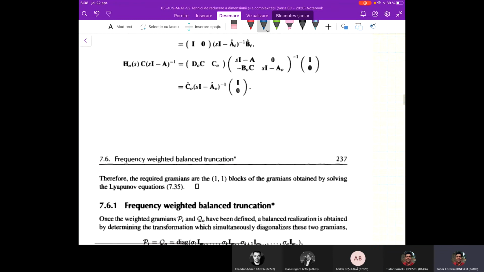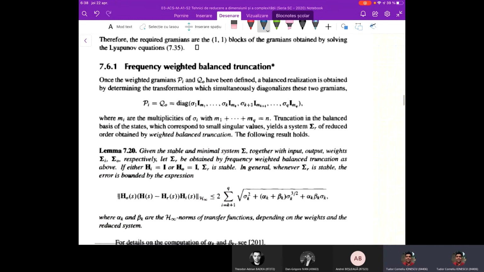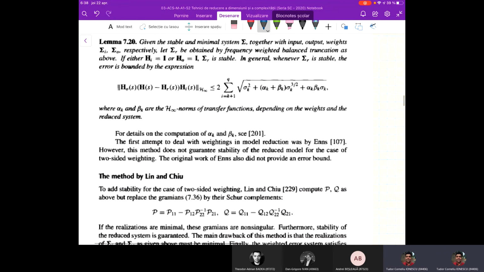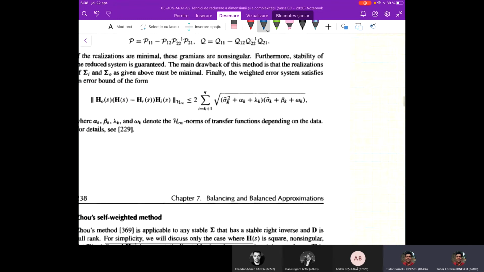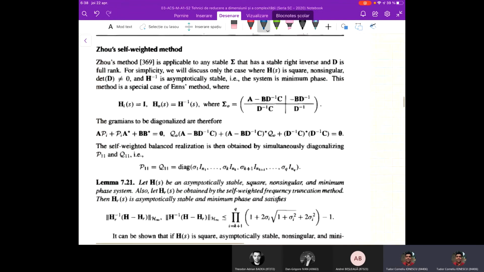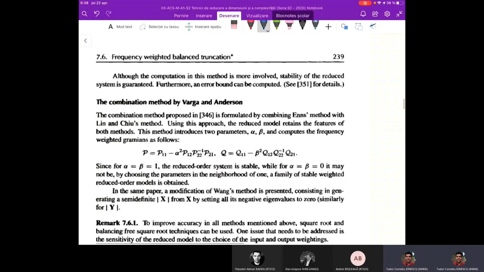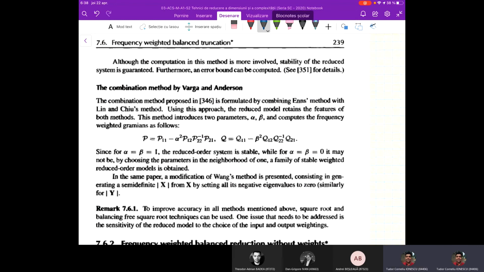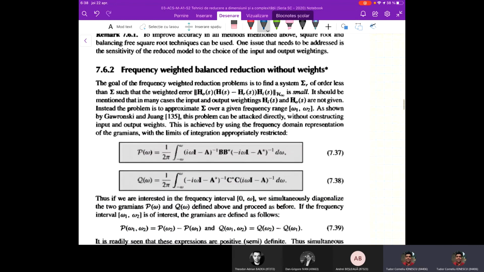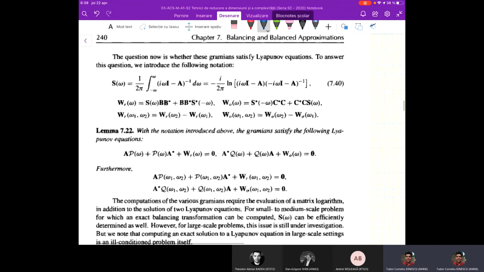And then you can perform balanced truncation with this very weird error norm, but you can still get this specific error norm. And you have several methods: self-weighted and so on and so forth. You have all variants possible here. The method of Varga and Anderson. You can also do frequency-weighted balanced truncation without weights. This is even more interesting. You can do this as well.